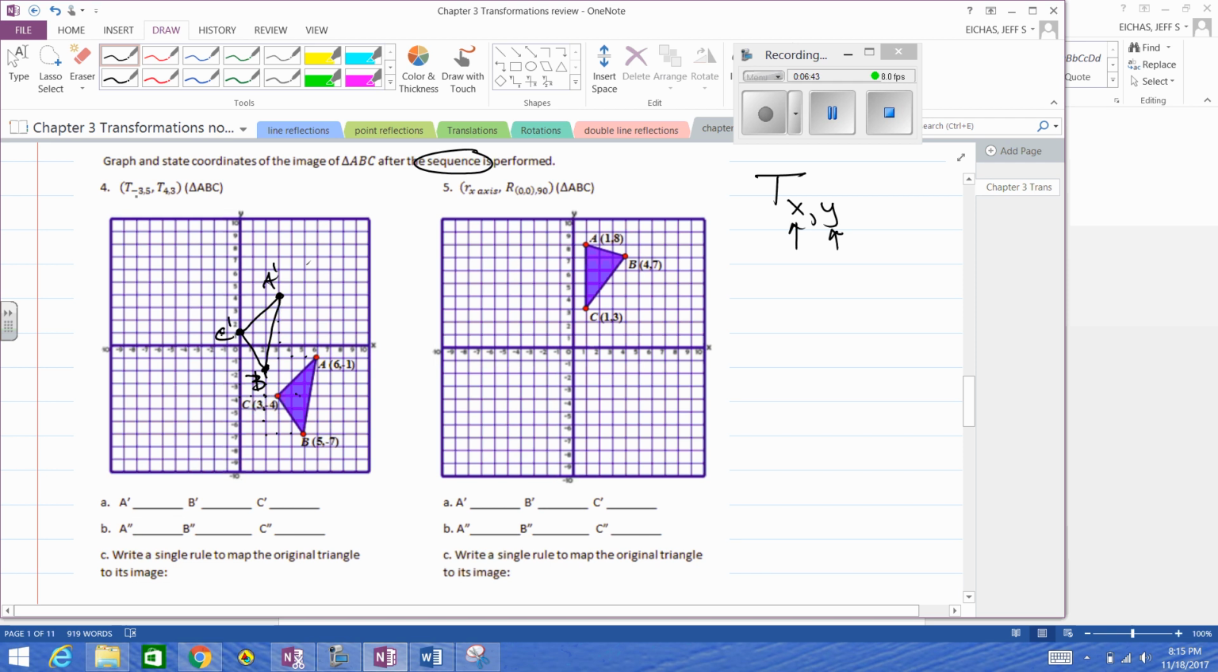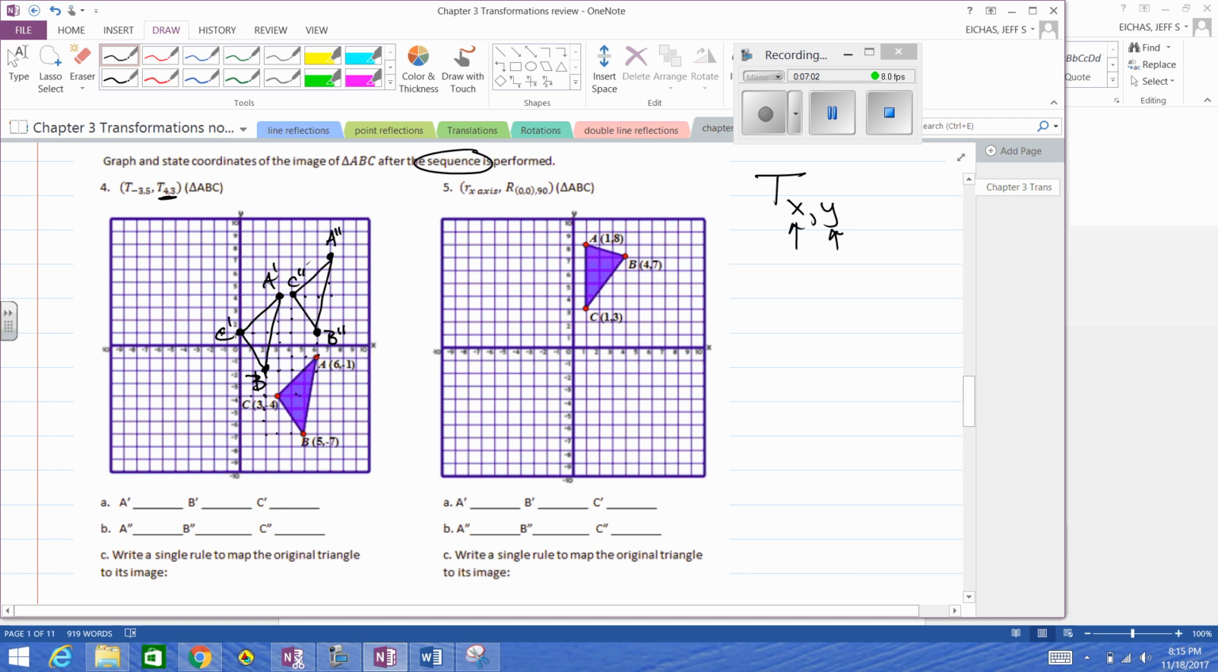Now, we took care of that one. Now we have to translate right 4, up 3. A double prime is going to land there. 1, 2, 3, 4, 1, 2, 3. There's C double prime. 3, 4, 1, 2, 3. There's B double prime.